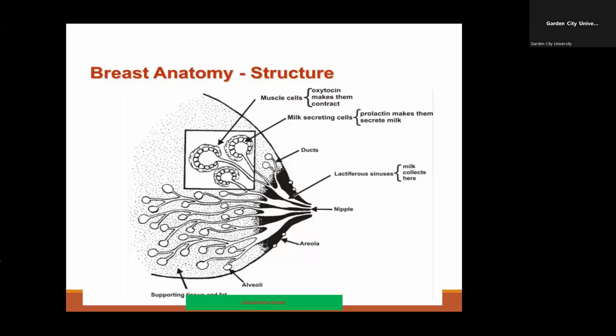And where are they going? Straight to the mother's breast. So this is the mother's breast, the anatomy of the breast. Now, when they get into the breast, what is their responsibility? Prolactin makes them secrete milk. It will come and act on the acini cells, the milk cells.